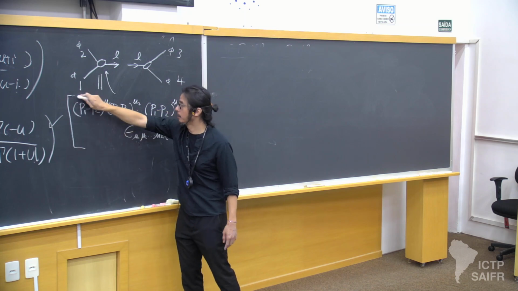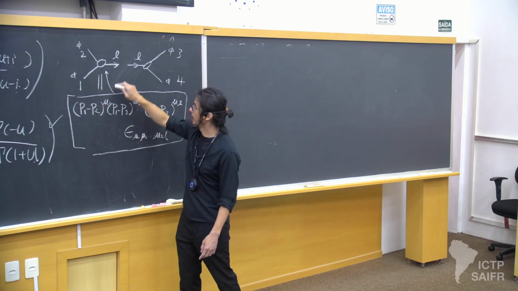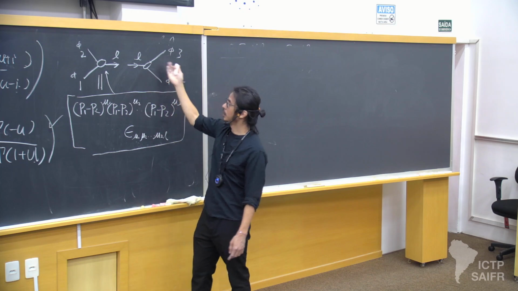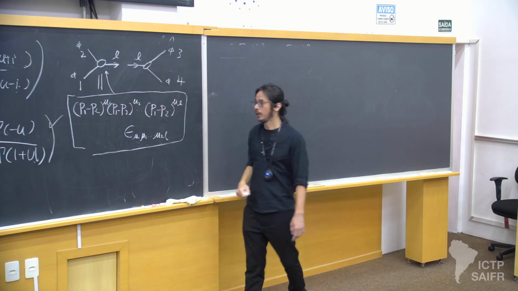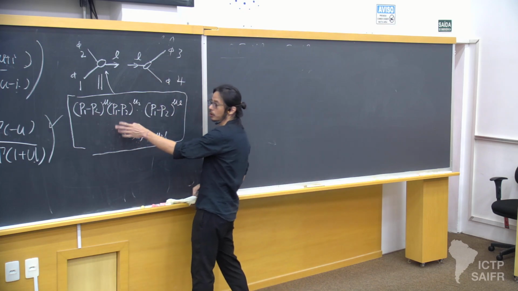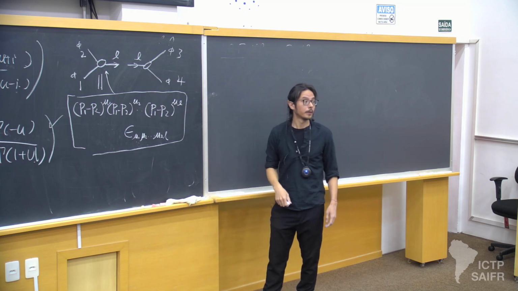This is the unique amplitude you can have on this side. And the same thing is the unique amplitude that you can have on the other side, where you just interchange P1 minus P2 into P3 minus P4. Okay?